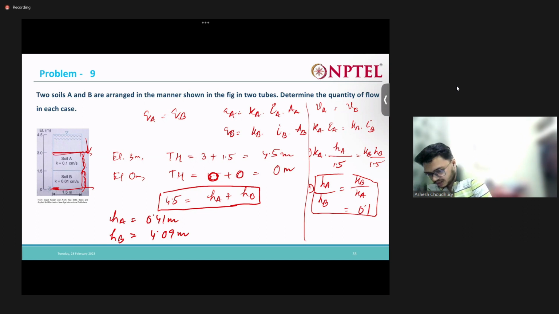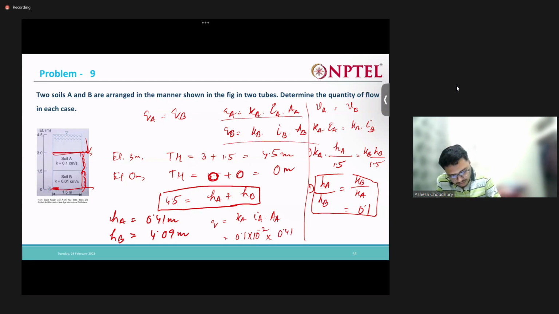flow. So the flow is nothing but Q is equal to KiA. See, these are going to be equal, these both are equal. So what is my K? 0.1 into 10 to the power minus 2 into i. i is nothing but 0.41 meter by 1.5, because I know now my head loss of 0.41 meter is occurring along a length of 1.5 meter.